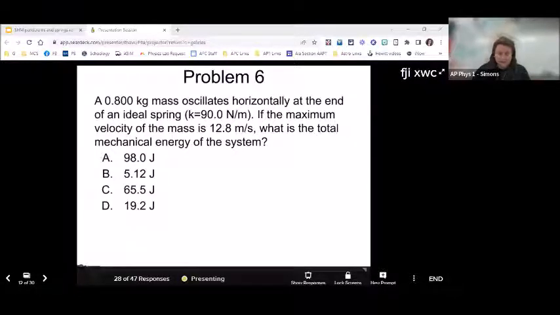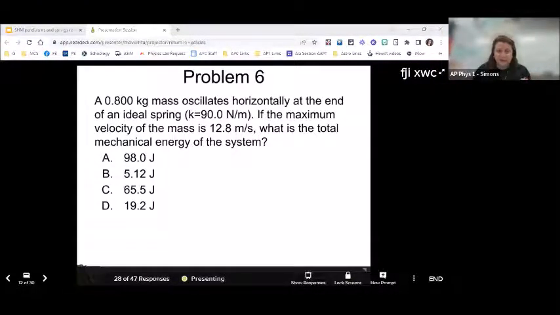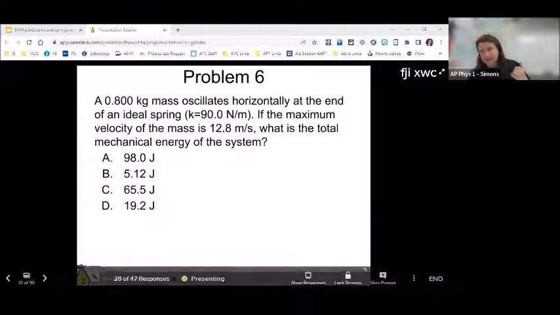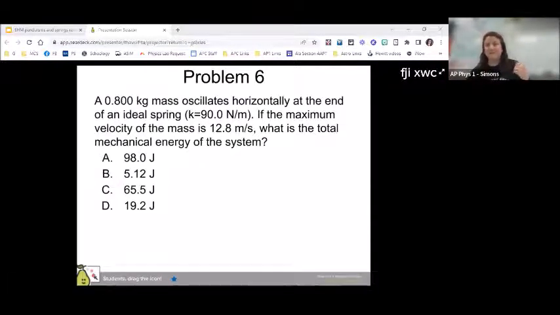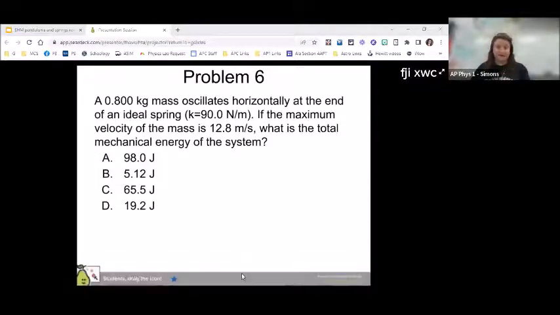All right, so let's think about what's happening here. Where is the point in the path where you're going to have the maximum velocity? You're going to have the maximum velocity at equilibrium. And if we're at equilibrium and we have a velocity, we know we have kinetic energy, but at equilibrium, x is 0, so we don't have any spring potential energy. So all of our energy is kinetic at equilibrium, and that's our maximum speed. So let's see if we can plug all that into our equation and get an answer. Oh, answers are coming in a little bit faster now.